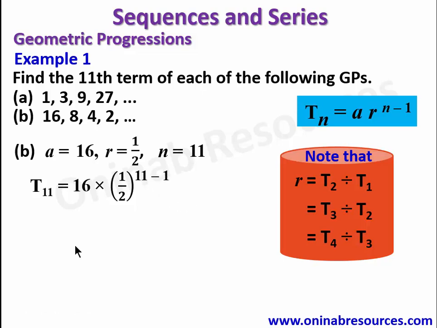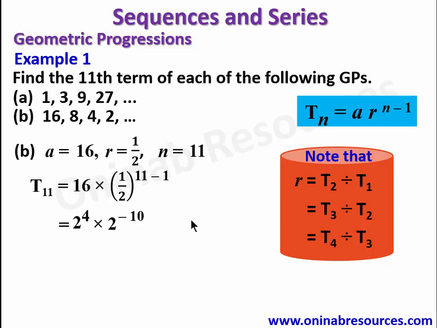If you have a particular problem like this, what should come to our mind is expressing the values you have as index form of a particular number. Like if you look at it, 16 can be expressed as index form of 2, and 1 over 2 can be expressed as index form of 2. So we have it as 2 raised to power 4 times 2 raised to power negative 10, since 1 over 2 is 2 raised to power negative 1, and 11 minus 1 is 10. So we have it as 2 raised to power negative 10.